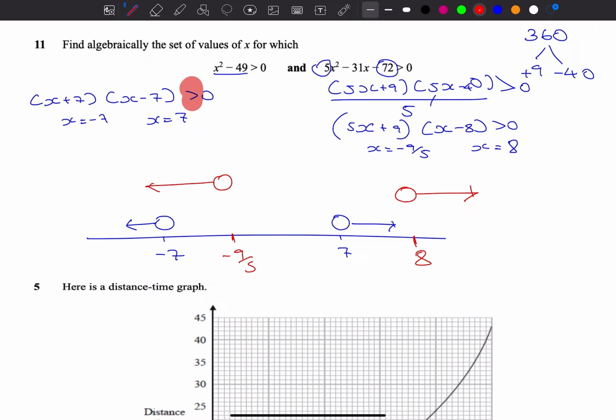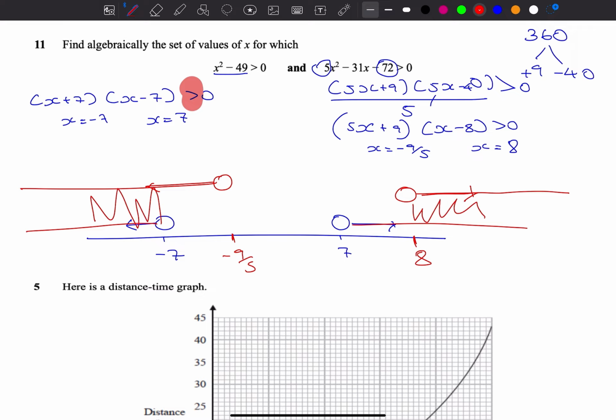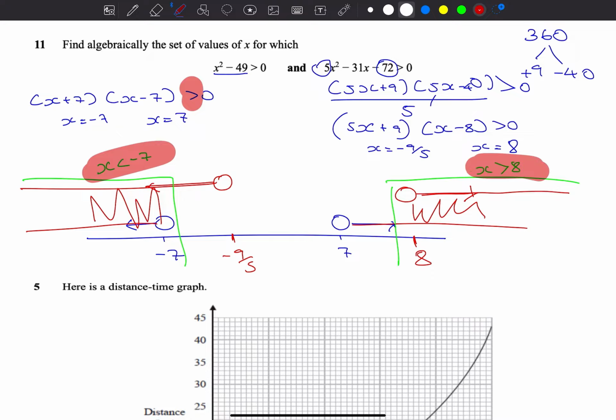So if you extend this one, and that one, and that one, where is the overlap? Overlap is here, and here. So your answer is, the overlap of this is x is less than minus 7. The overlap of this, x is greater than 8. These are the two answers that you have to write.